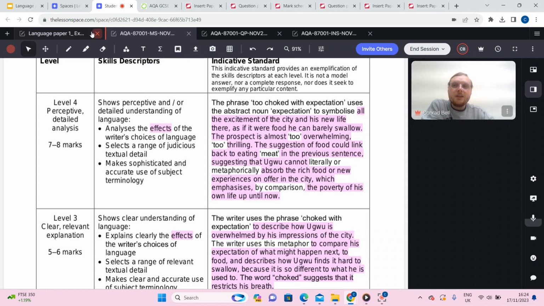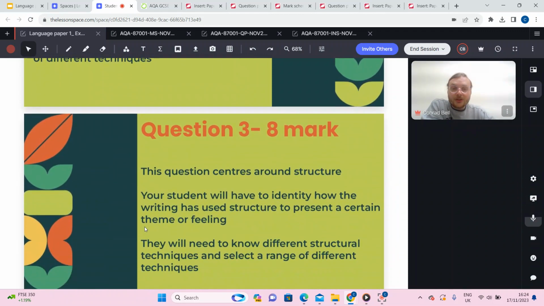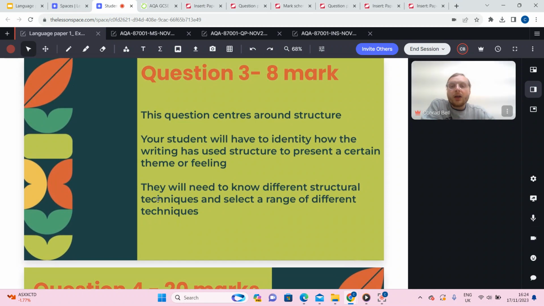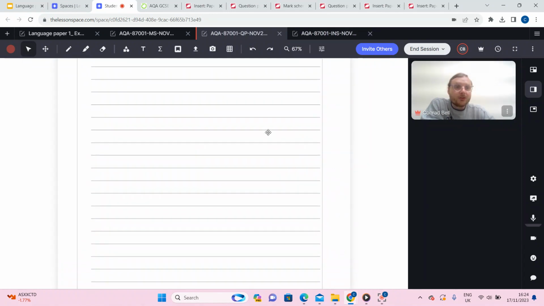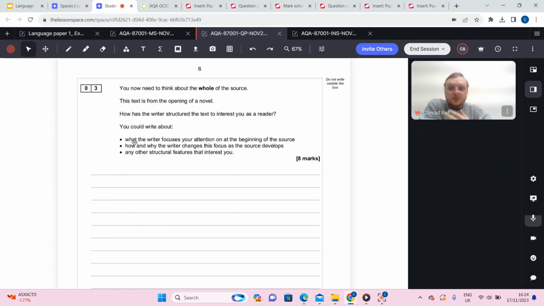And then the second one is about structure. And I do find students struggle a bit more on this because structure is a bit more of a trickier thing sometimes to find. So it's a similar thing, and it's just about structure. But instead of using just one extract from the text, you'll get asked to use the whole text. So you need to be showing different themes and how it's kind of changed throughout. So what the writer focuses your attention on at the beginning of the source, how and why the writer changes the focus and develops, and any other structural features that interest you.